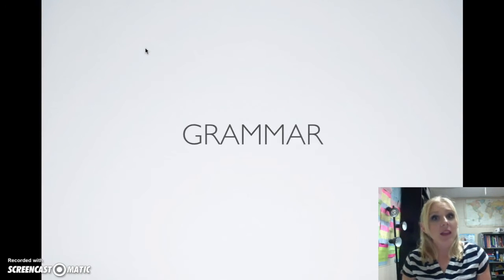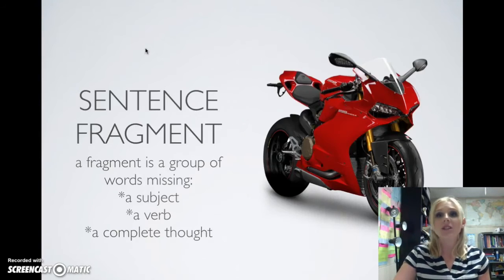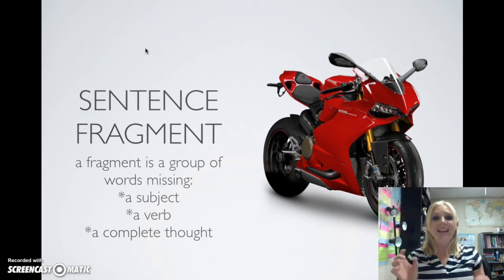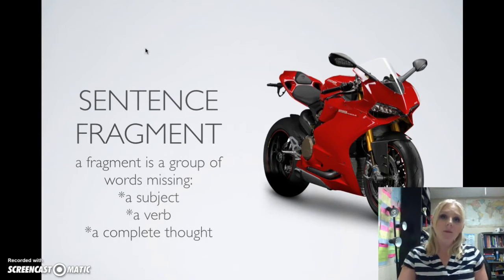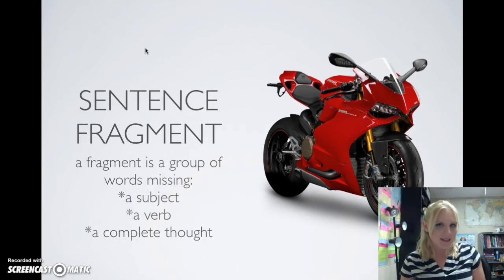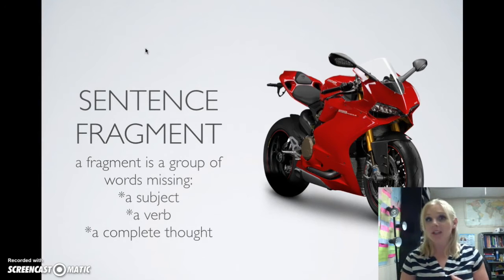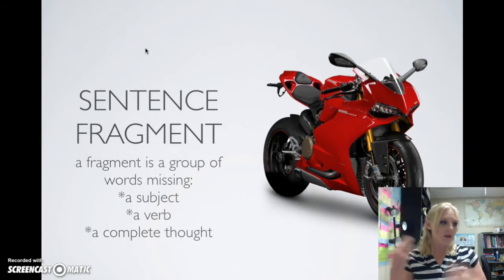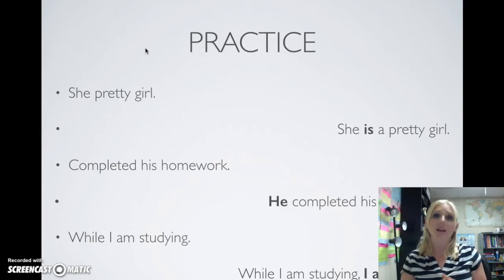Now, there were a lot of different grammar units that we talked about in this particular unit. So first of all, I'm going to start off with a sentence fragment. Now, a sentence fragment is a mistake. A sentence fragment is a problem. Sentence fragments are word groups that look like sentences, but they are missing some information. So they might be missing a subject or a verb or a complete thought. So what we have to do after we recognize those sentence fragments is we have to go back and fix them. We can add a subject, add a verb, or make it a complete thought.